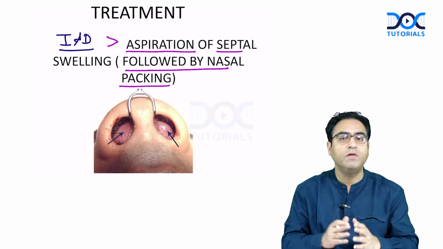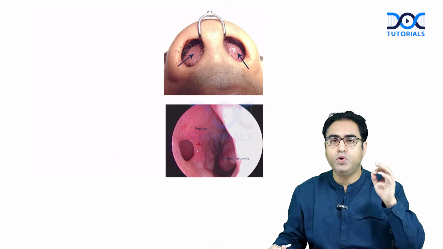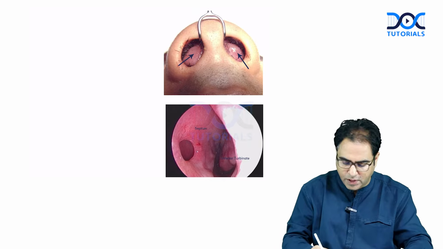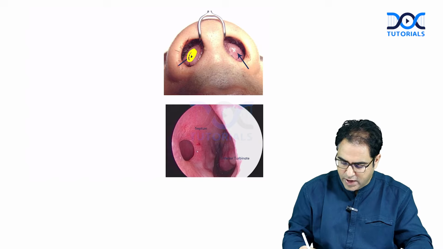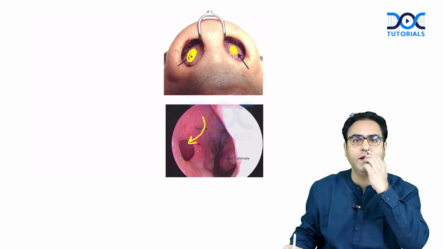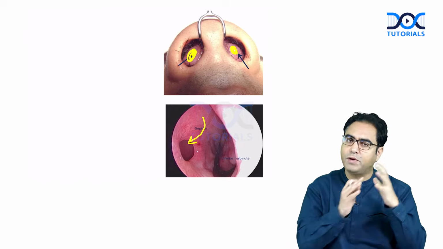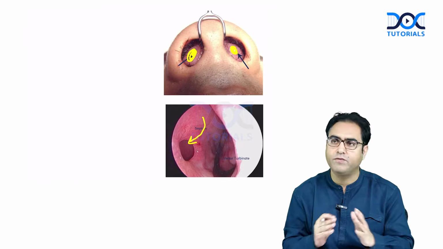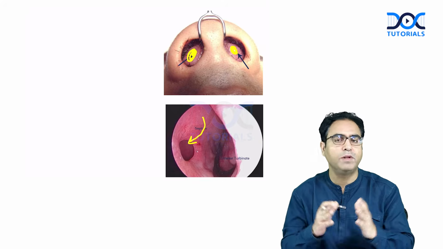So that's the treatment of septal hematoma. If you don't drain the septal hematoma immediately, it will lead to septal abscess formation. And septal abscess will convert to septal perforation because the abscess will eat away the septal cartilage. So septal hematoma should be either aspirated or drained. Don't leave it like that. It will convert to septal abscess and that will lead to septal perforation.